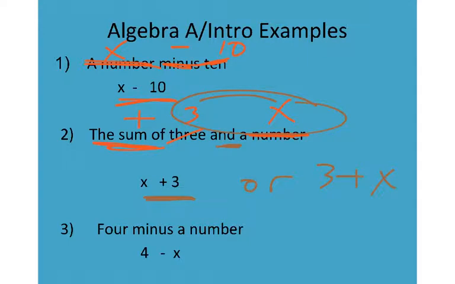And finally, number 3, 4 minus a number. So we have a number is x.